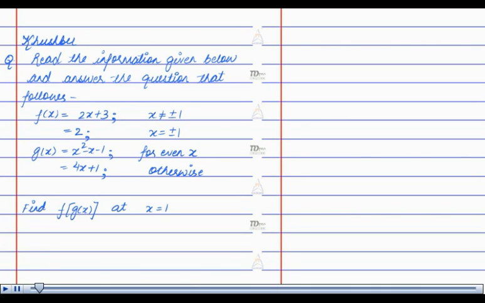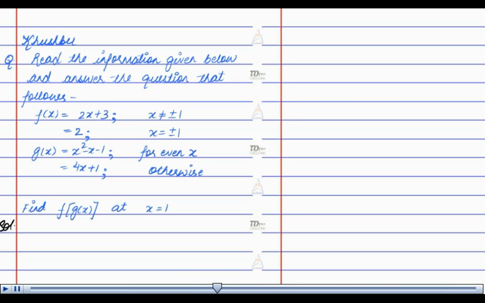Hello, I'm Khushbu. The question is, read the information given below and answer the question that follows. f(x) = 2x + 3 when x ≠ ±1 and equal to 2 when x = ±1. g(x) = x² - x - 1 for even x and equal to 4x + 1 otherwise. Find f(g(x)) at x = 1.